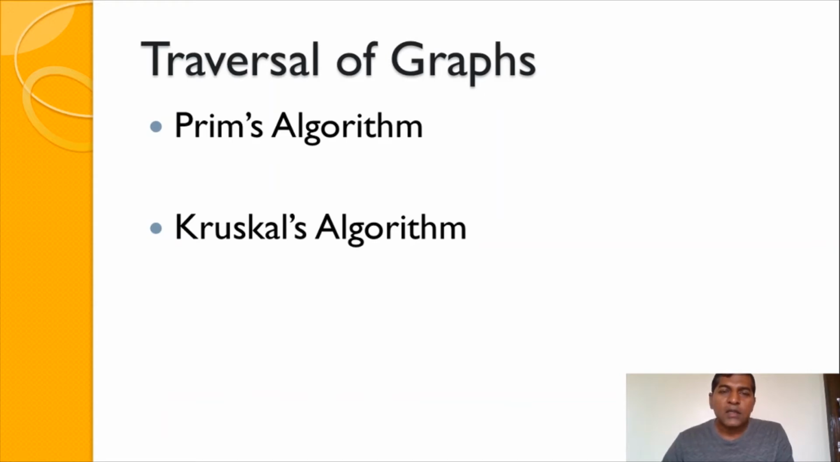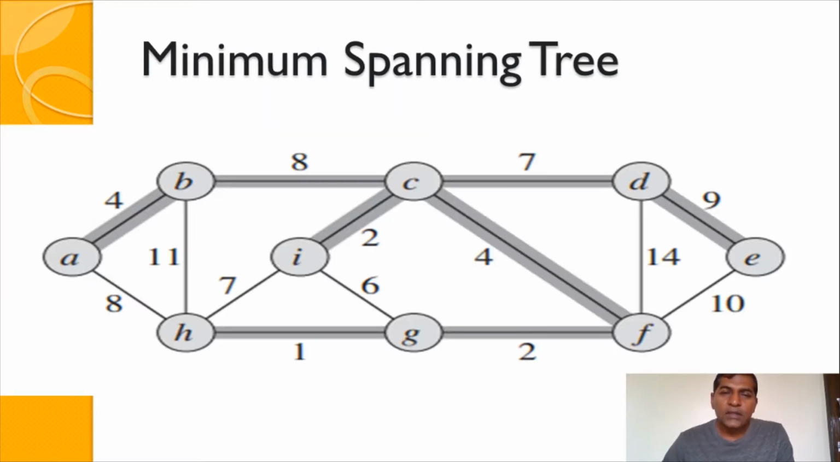Further, for finding the minimum spanning tree, we have two algorithms in use: Prim's algorithm and Kruskal's algorithm. This is a small example of a minimum spanning tree. So we have nodes A, B, C, D, E, F, G, H and I. All these nodes or vertices are connected to each other with edges.